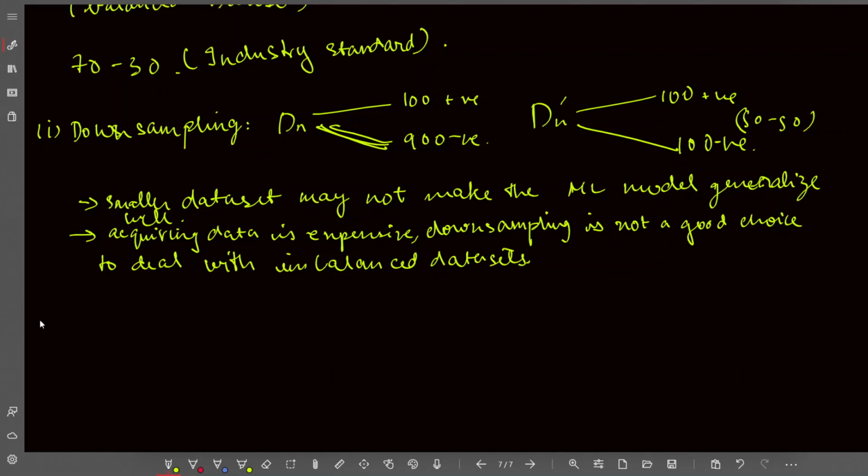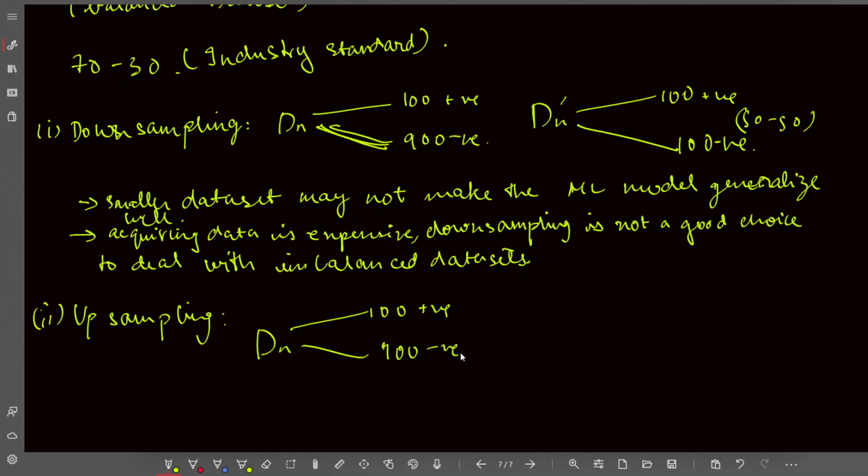So how do we overcome this? Well, there's a second technique. As you might have guessed, like we have downsampling, we also have something called upsampling. So what upsampling does is, let's again take the same example. I have 100 positive points and I have 900 negative points.